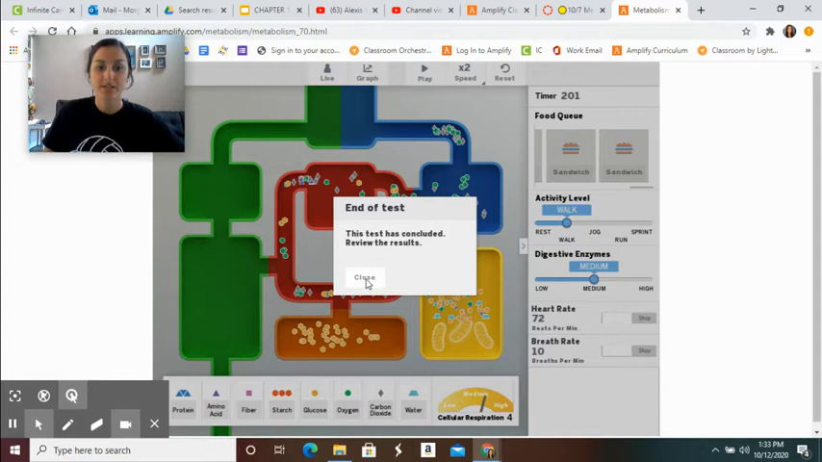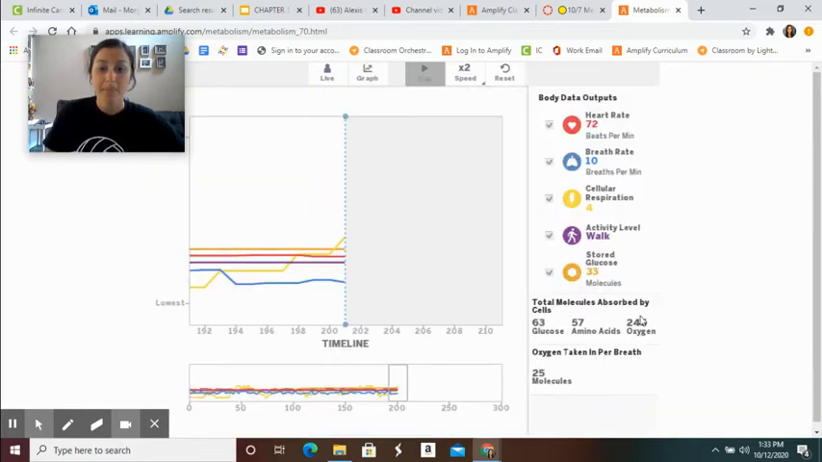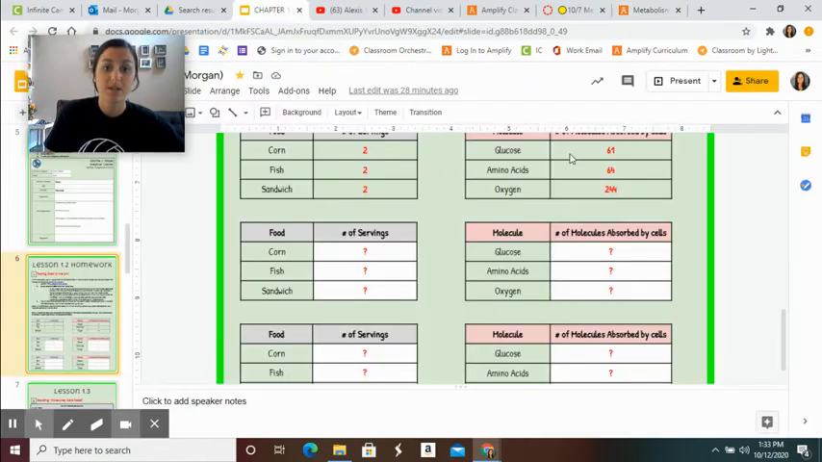All right, so our test has concluded. It ran for 200. So then you can click your graph up here. And right here is where you're going to get your info. So we see that the total molecules absorbed by the cells, we had 63 glucose, 57 amino acids, and 245 oxygen. So those 3 numbers are what you enter here.